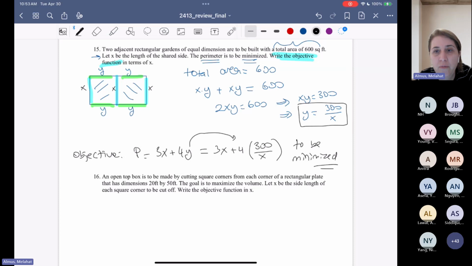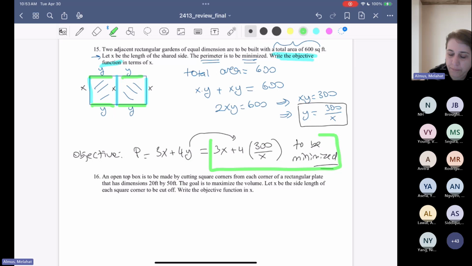Write the objective function means write down the formula for what you want to minimize or maximize. Look at the choices for an equivalent form. This is our objective function. Stop there. Do not continue with solving the problem. It will be a waste of your time. If the question says write the objective function, this is the answer.